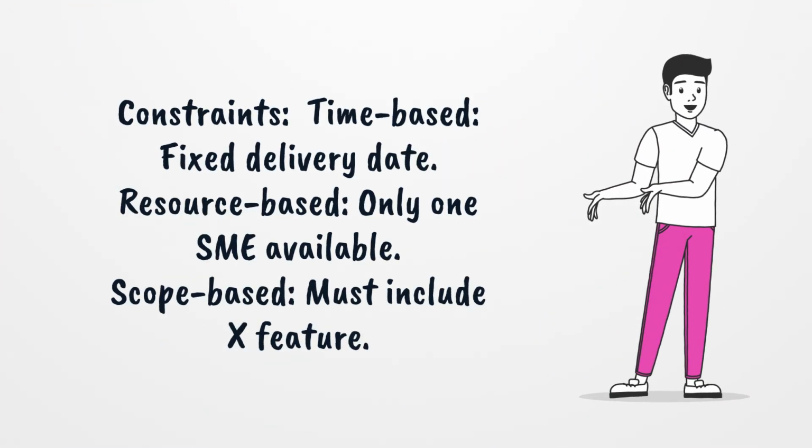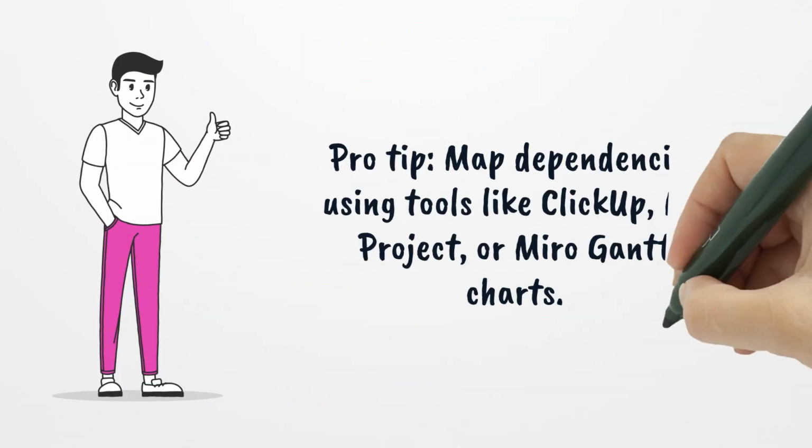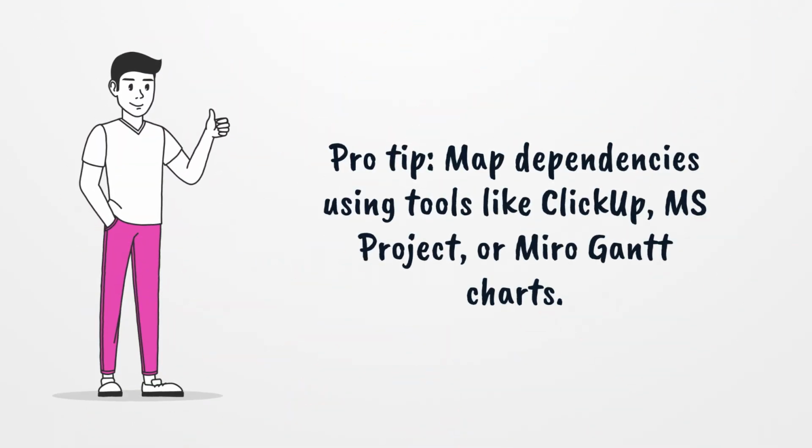Constraints. Time-based, fixed delivery date. Resource-based, only one SME available. Scope-based, must include X feature. Pro tip, map dependencies using tools like ClickUp, MS Project, or Miro Gantt charts.